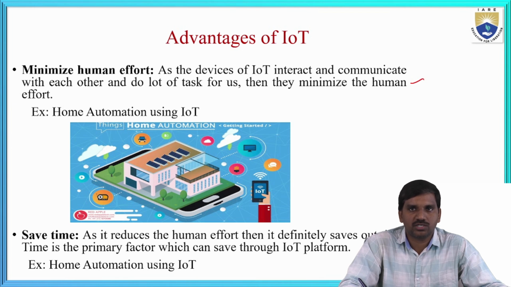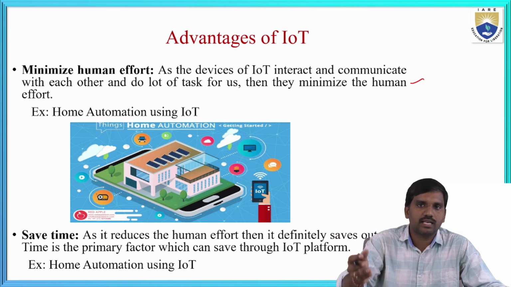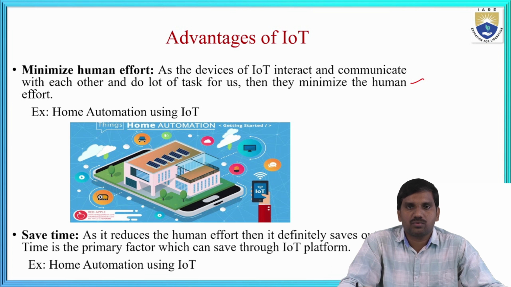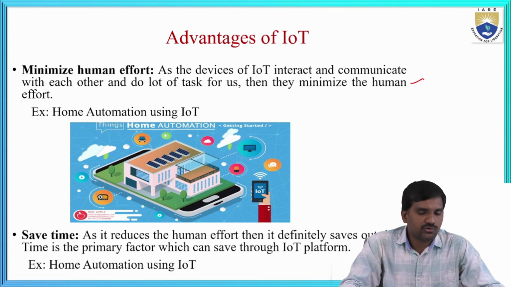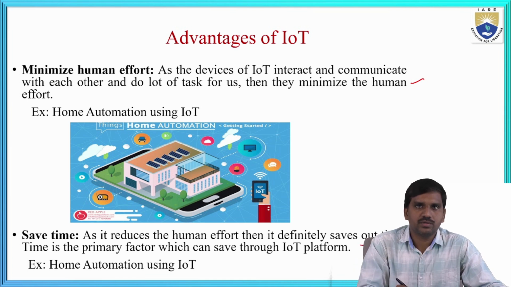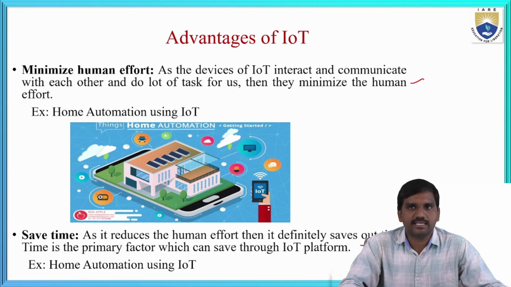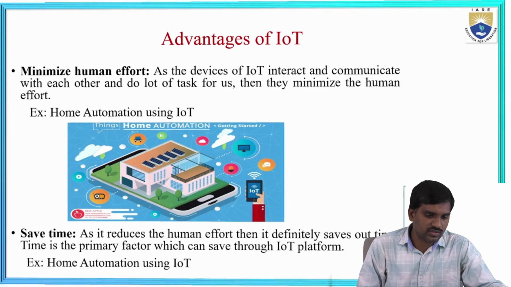For example, home automation using IoT. Whatever home appliances are available in the home, for example a fan, fridge or AC, you can communicate with and operate with only a remote. Without going there, you can switch the power button on and off like that. It reduces human effort and definitely saves time. This is the primary factor that IoT platforms save, for example in home automation.